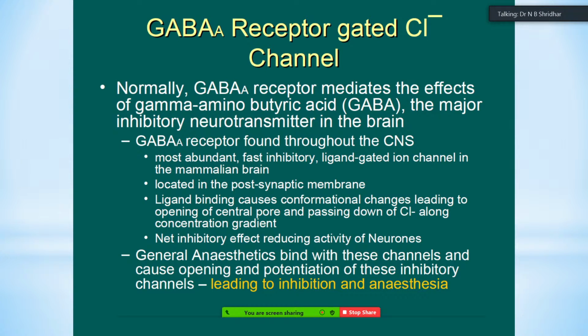So we know that if the chloride ion channel is activated, there is hyperpolarization in the normal cell. Here also the same thing happens: more and more chloride coming inside the cell or neuron, and there will be more and more unconsciousness. General anesthetics bind with these channels and cause opening and potentiation of these inhibitory channels, leading to inhibition and anesthesia.